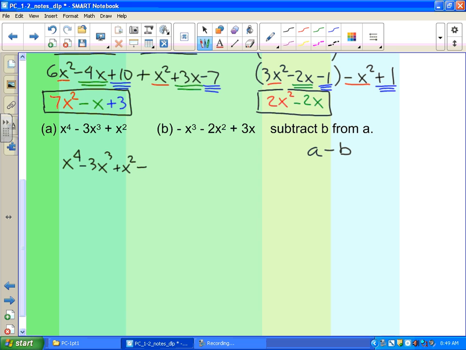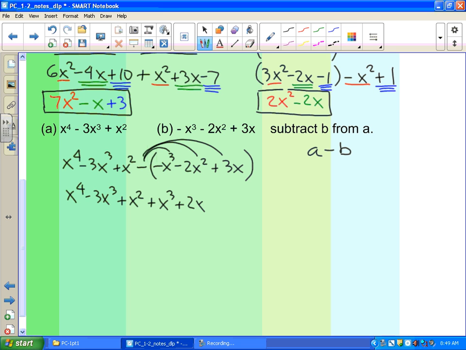Now when I subtract a polynomial, it's a great idea to remember to put that thing in parentheses, because you're going to have to distribute that sign. Right? Negative, negative, negative. Changes the sign inside of all of that. So this becomes x to the fourth minus 3x cubed plus x squared, negative, negative, positive x cubed plus 2x squared minus 3x. Now you're ready to combine all your like terms.